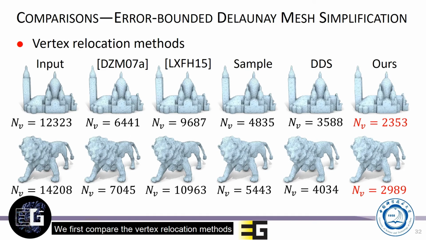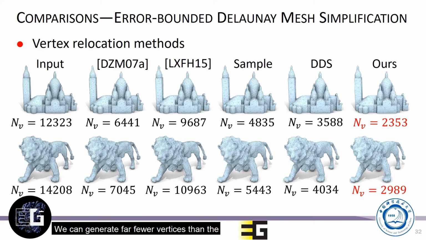We first compare the vertex relocation methods in error-bounded Delaunay mesh simplification. The second column updates vertex position by minimizing the quadratic errors under the Delaunay conditions. The third column collapses an edge to one of its endpoints. The fourth column is the random sampling on the one-ring faces of the collapse edge. The fifth column is another derivative-free optimization method called directional direct search, which iteratively generates a finite set of points by adding direction terms to the current point and identifies the best candidate point.